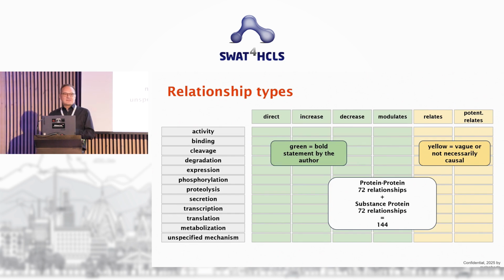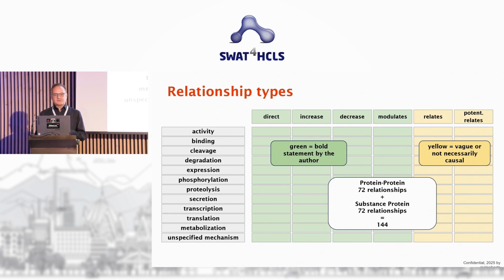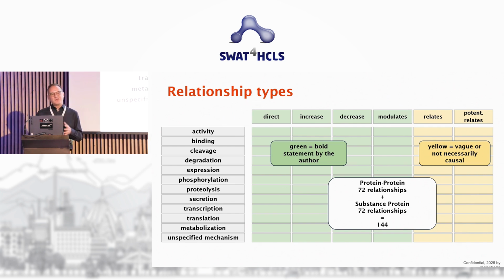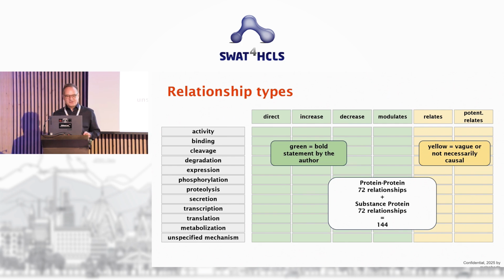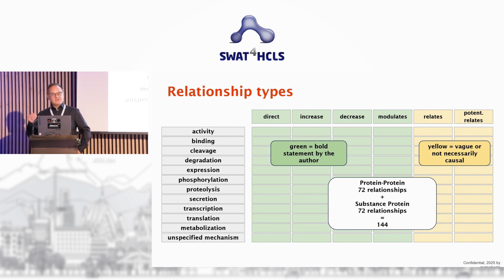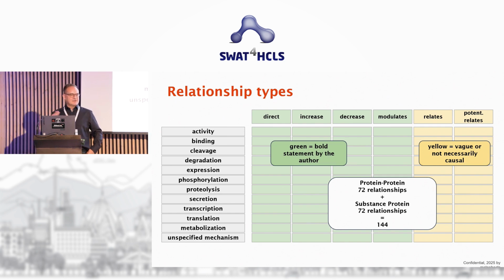So this was achieved basically by training a large language model how to understand the different biological processes. And we have here these 11 biological processes. And what we have taught the system to do is to distinguish the author language. Is it a bold statement, or is it a maybe statement, a more blurry statement? For example, activity: is the protein increasing the activity of another one, or is it just modulating, or even somehow related or potentially related? That makes a difference in the language.